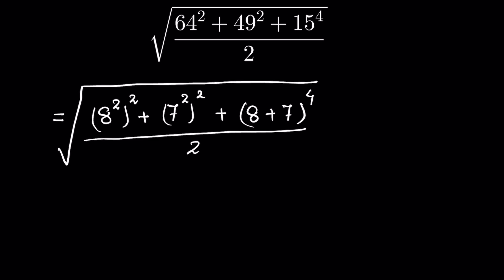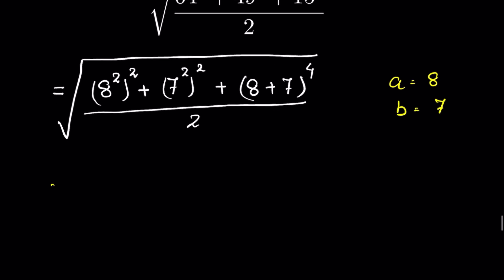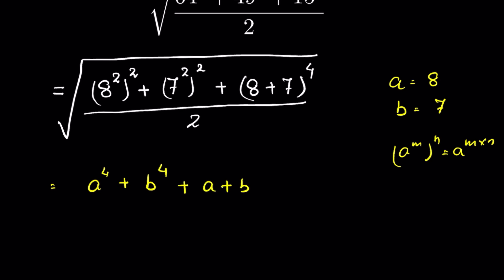Now let's consider a equal to 8 and b equal to 7. Then we have 8 to the power 4, because when (a^m)^n, it is equal to a^(mn). So (8²)² is 8⁴. So a⁴ + b⁴ + (a + b)⁴ upon 2, under square root.